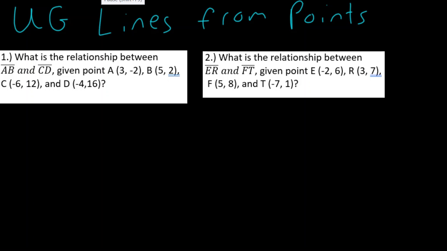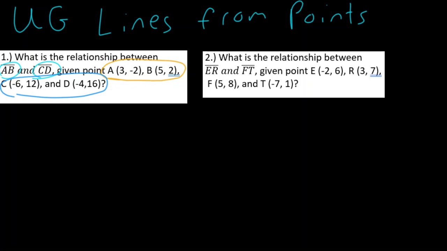Okay, so in number 1 it says this: what is the relationship between AB and CD? And so we want to compare these two lines. Now notice, we want to really circle our points that go together. So I'm going to circle AB in one color, and I'll go ahead and circle CD in another.